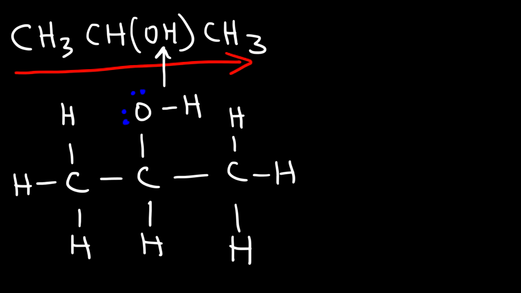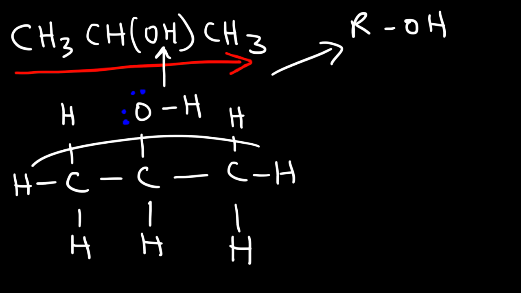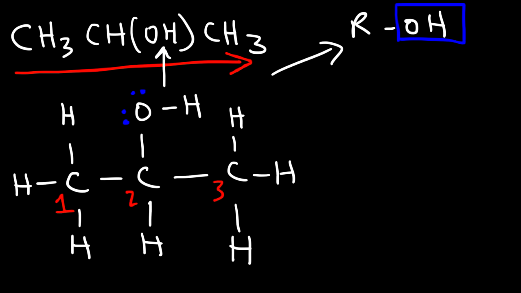Now let's talk about naming this molecule. So anytime you see an OH group, you know you have an alcohol on your hands. Now R, that's basically the rest of the molecule, so you don't have to worry about it. But anytime you see the OH group, it's an alcohol. Now, if we count the number of carbon atoms, let's call this carbon 1, 2, and 3, there are 3 carbon atoms, which is associated with the name propane.